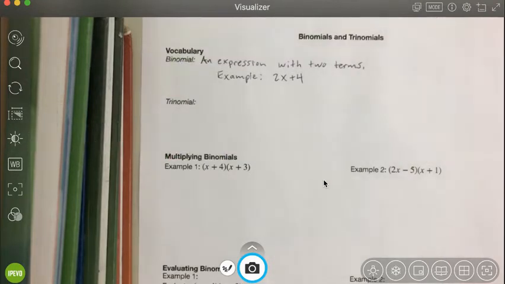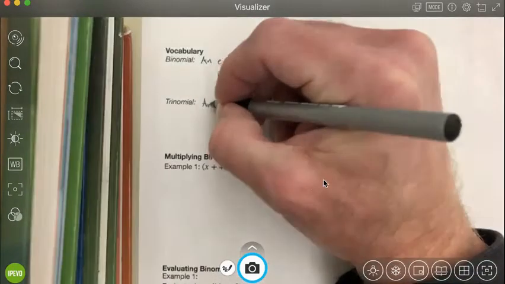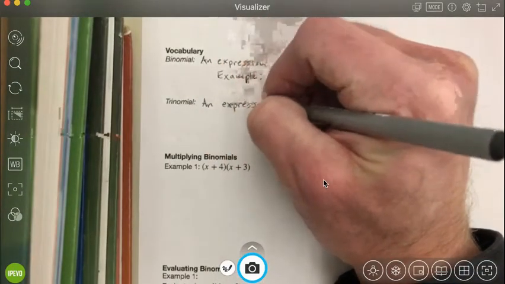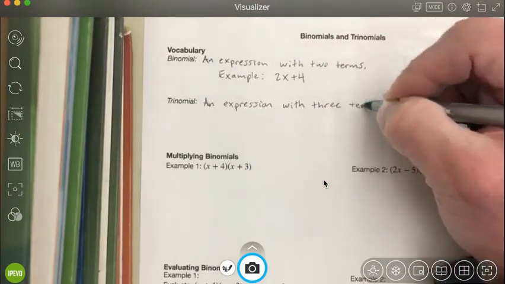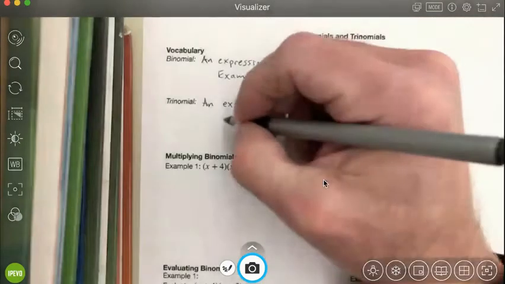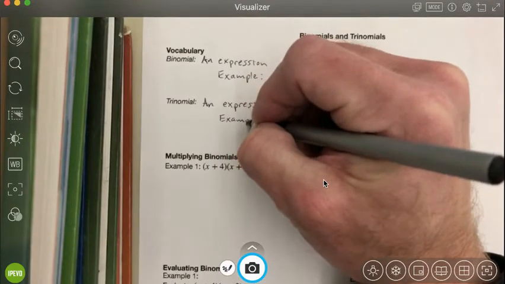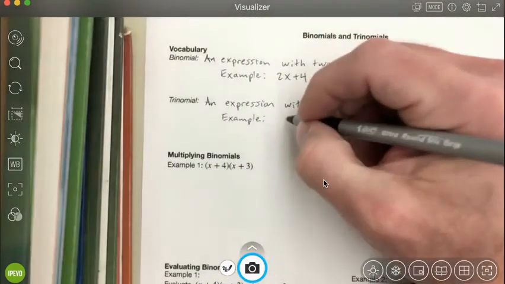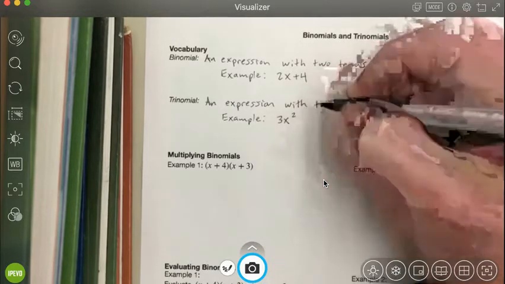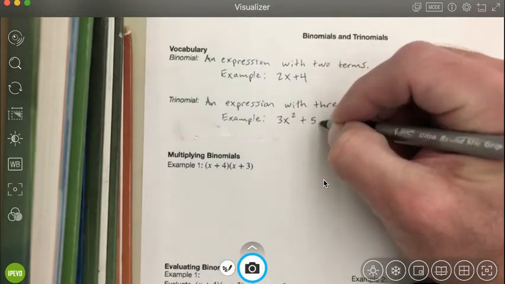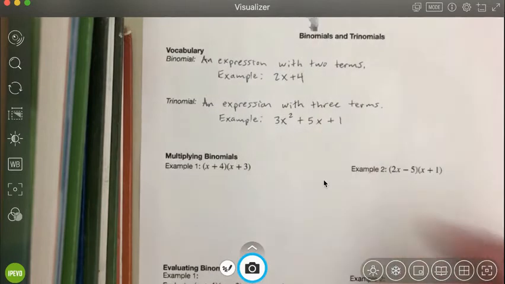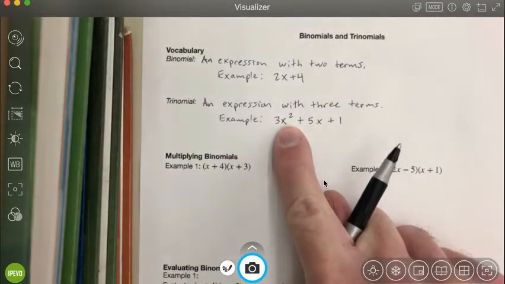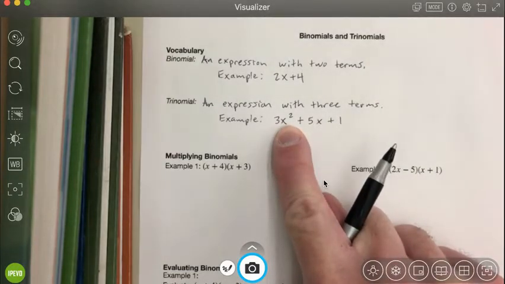With that in mind, I'm sure some of you can probably guess what a trinomial is. And that's really just an expression with three terms. I bring this one up because it's going to look a little bit different than some of the stuff you've seen previously. So in this case, I might give you something like 3x to the second power plus 5x plus 1. That has three terms in it. And so that is our trinomial. What we're going to get comfortable with today is making sure you understand what an exponent is.